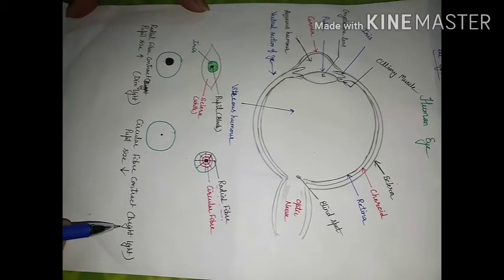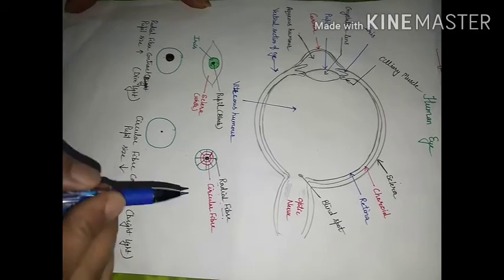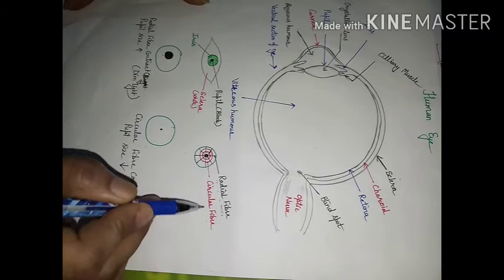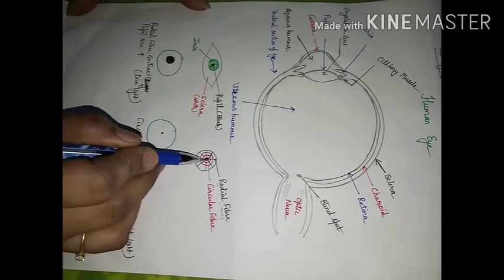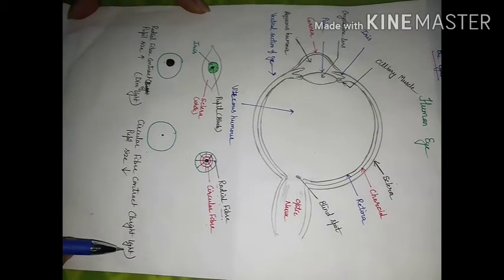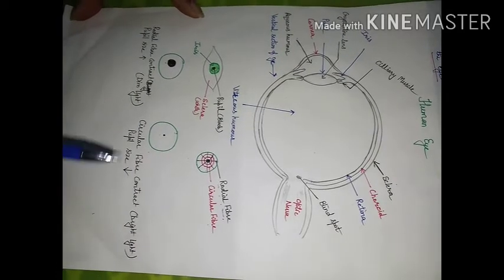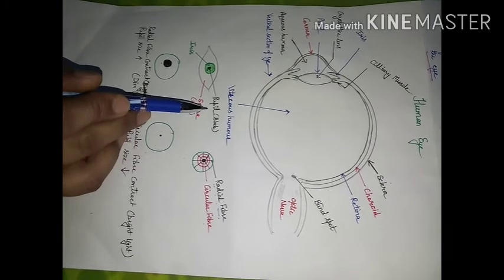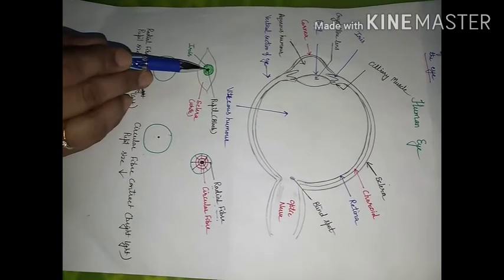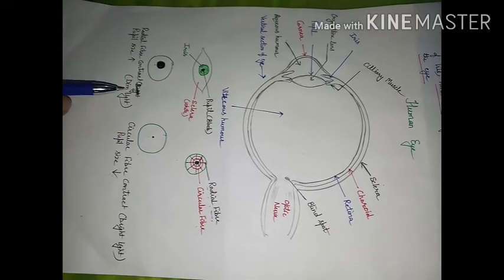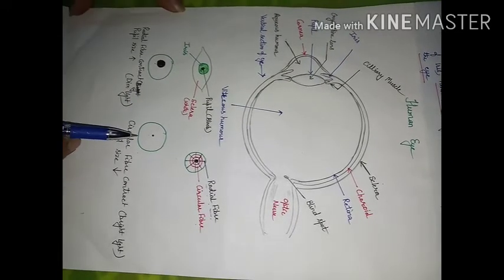If we are in bright light, then what will happen? These circular fibers will contract. When these circular fibers will contract, then size of pupil will decrease. And it is going to happen in case of bright light. So the muscles which are present in iris, they will control the size of pupil, and size of pupil in turn will control the amount of light that is going to enter in our eye.